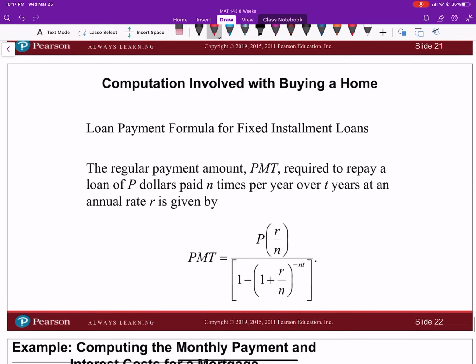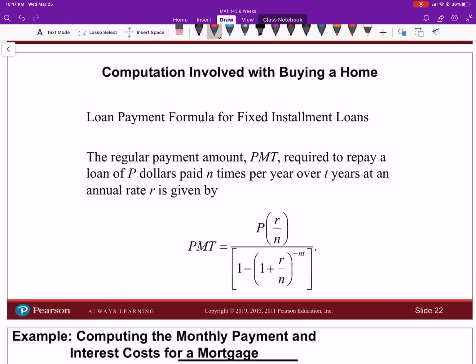Now, if you notice, this is the same as the car payment formula. So don't let it fool you. It's the same principle, but you just have different rates, different things that you have to pay at the beginning.